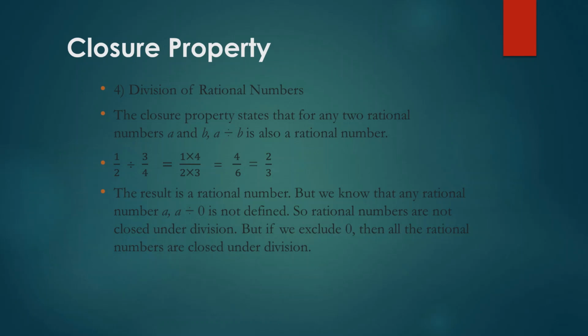See the example. 1 upon 2 divided by 3 upon 4 is equal to 1 into 4 upon 2 into 3. That is equal to 4 by 6, in lowest form 2 by 3. So here we are getting the answer 2 by 3. That is the result. That is also a rational number. The result is a rational number, but we know that any rational number a divided by 0 is not defined. So rational numbers are not closed under division, but if we exclude 0, then all the rational numbers are closed under division.